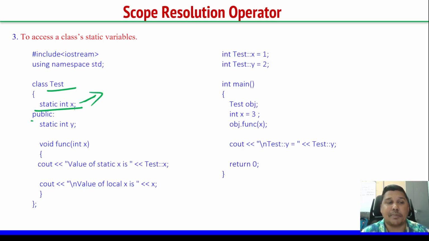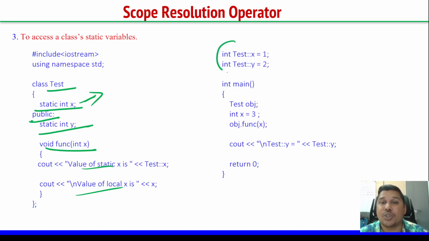Default is private in C++. Then I have public static int y. I have some function void func, and there are some statements in this. See, how did I assign the values to the static variables? Like this. What are these?